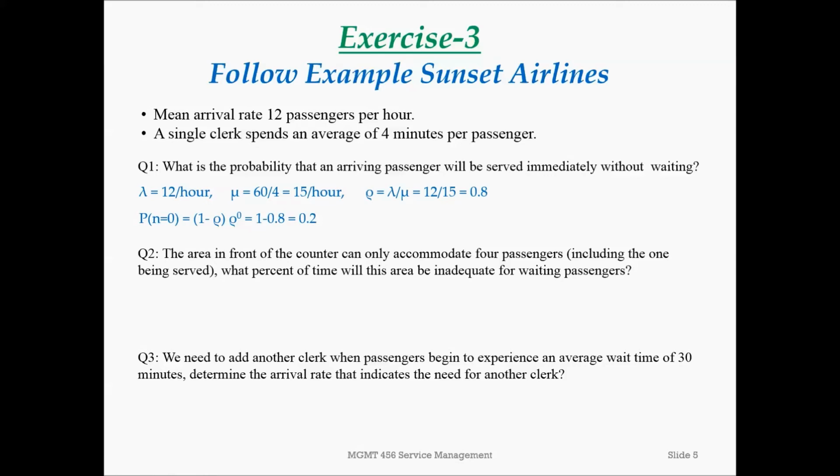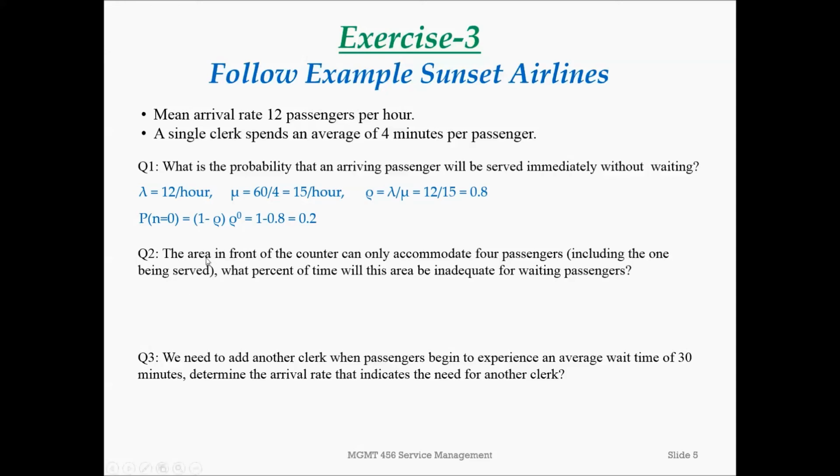Once you understand this, solving it is pretty straightforward. We want the probability that there are 0 customers, n equal to 0. This is the right formula; if you go back to the previous slide, you can see it. You plug in the numbers. Rho is 0.8, so we get 0.2. So there is a 20% chance that the system has 0 customers, which also means a newly arriving passenger will be served immediately without waiting.